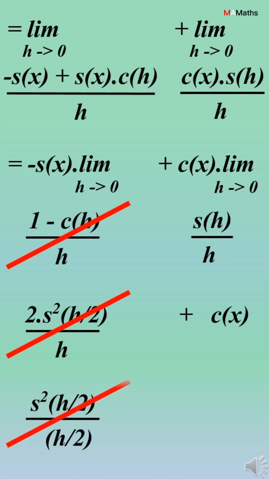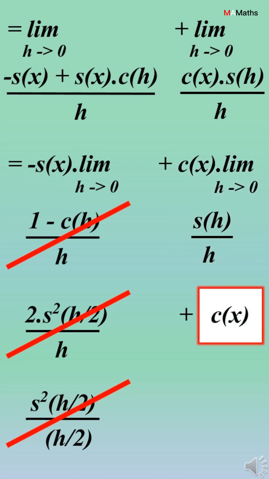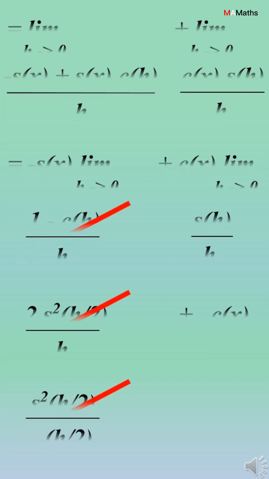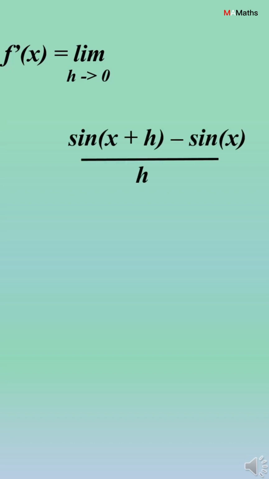So all we're left with was the right-hand side, which gave us cos x times the limit of sine h on h, which is just cos of x. Hence, the derivative of sine of x from first principles is cos of x. So to reiterate, f dash of x is equal to the limit as h tends to 0 of sine of x plus h minus sine of x over h, which produces cos of x.